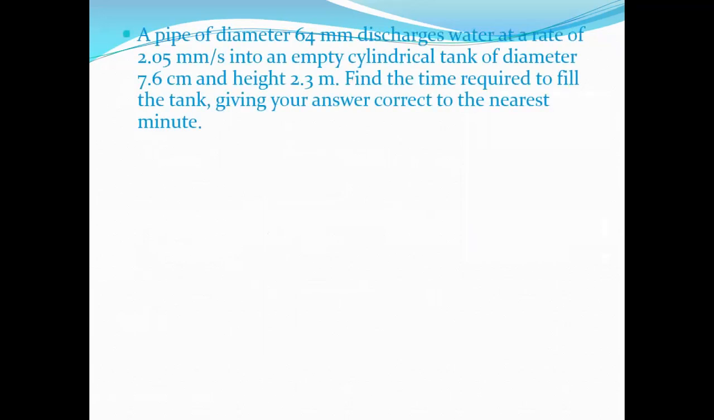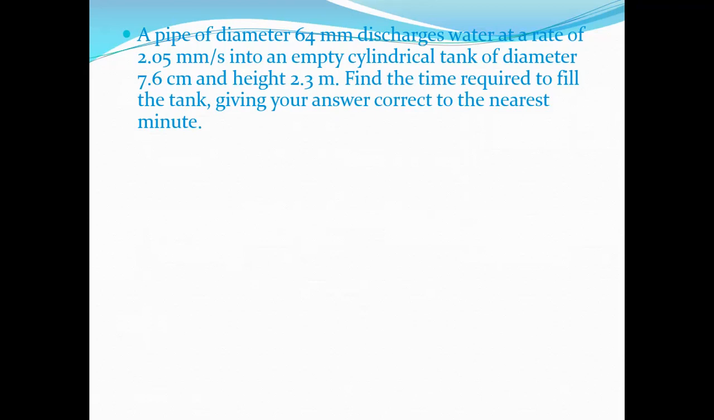There is another question which is a little bit tricky. This time, a pipe of diameter 64 millimeter discharges water at a rate of 2.05 millimeter per second into an empty cylindrical tank of diameter 7.6 centimeter and height 2.3 meter. Find the time required to fill the tank, giving your answer correct to the nearest minute.